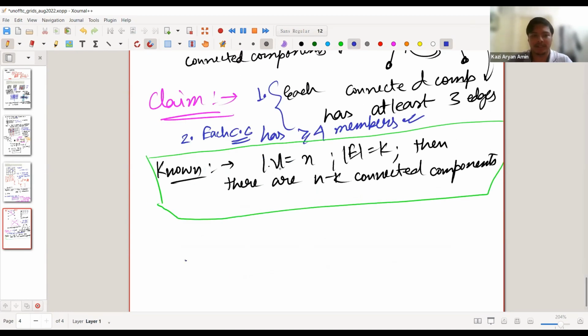Basically because of the same fact. If you have something like this, let's say, suppose you have something like this, this is still working sort of. And again, this connected component has four.